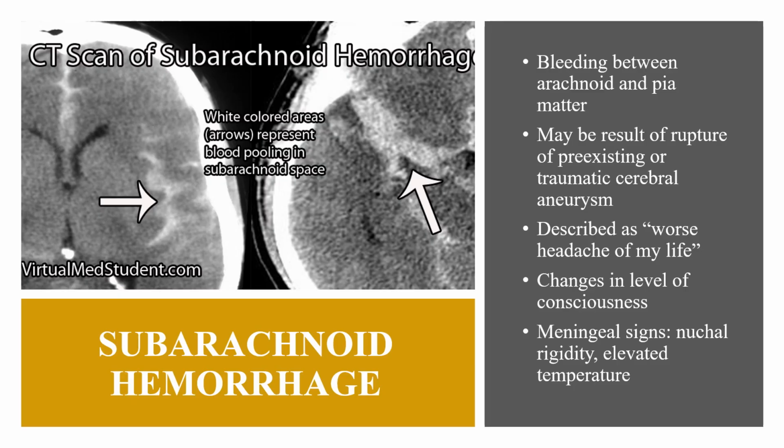Subarachnoid hemorrhage is bleeding between the arachnoid and the pia mater of the brain, and could result from a rupture of a pre-existing or traumatic cerebral aneurysm. Patients who come in complaining of the worst headache of my life, we're going to take them for a CT, and a lot of them actually have a subarachnoid hemorrhage.